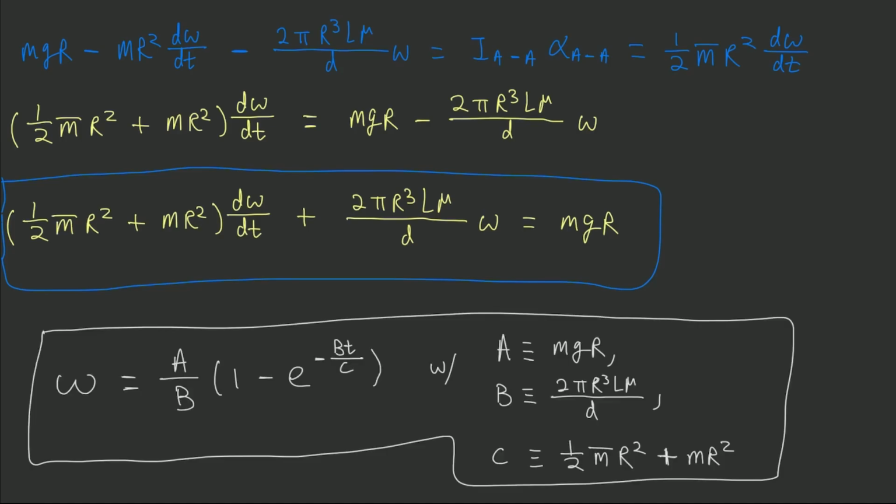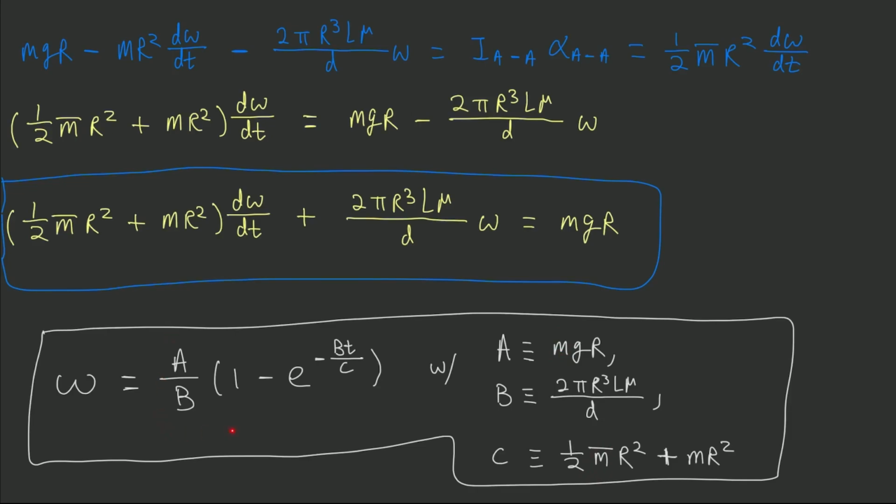Okay, and this is the final solution to our governing differential equation. Omega is equal to A over B times the quantity 1 minus e to the negative bt over c, with A defined as mgr, B defined as 2 pi r cubed L mu over d, and C is defined as 1/2 m bar r squared plus m r squared, where again, m without the bar is the mass of the falling weight, and m bar is the mass of the shaft.